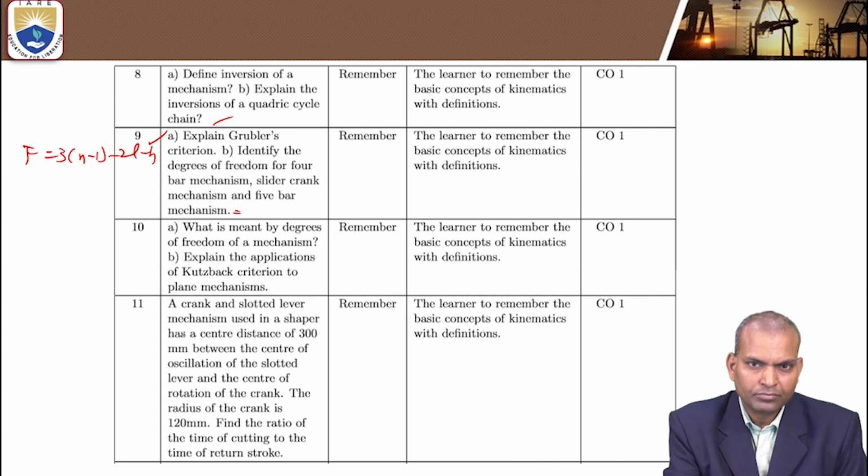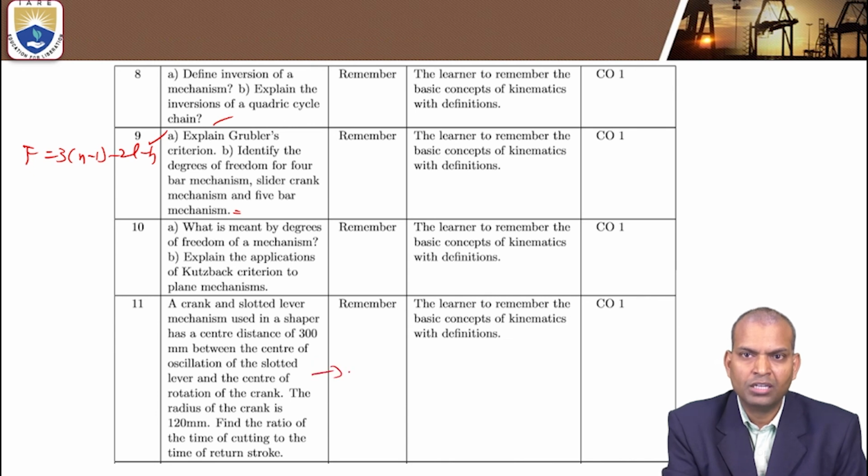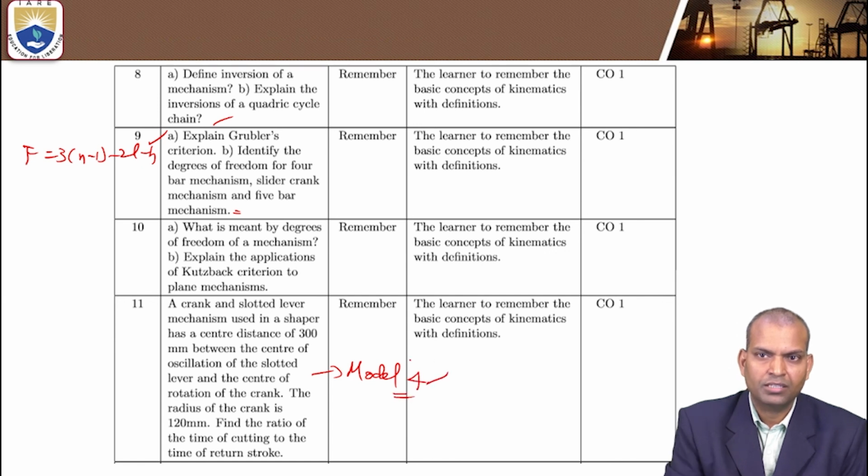Now, next question. A crank and slotted lever mechanism used in a shaper. Yes, this model is covered. This is a crank and slotted lever. What is the model number here? 4 in this session. Total 6 models are there. 6 varieties of problems are covered. It comes under model number 4.